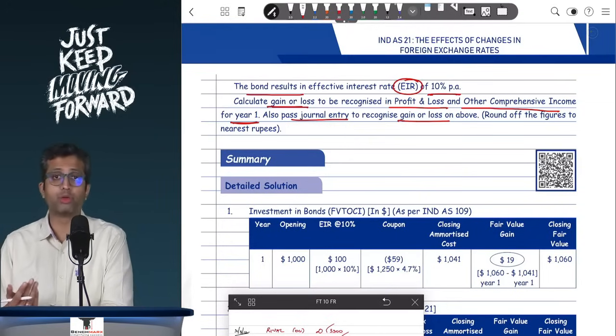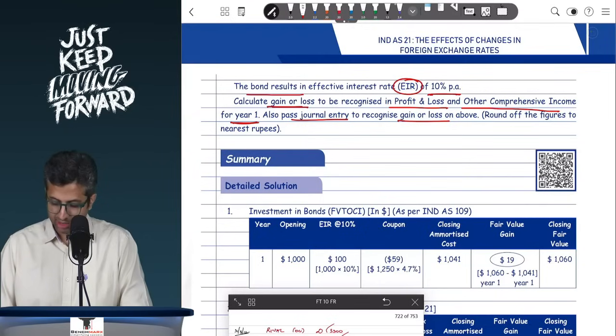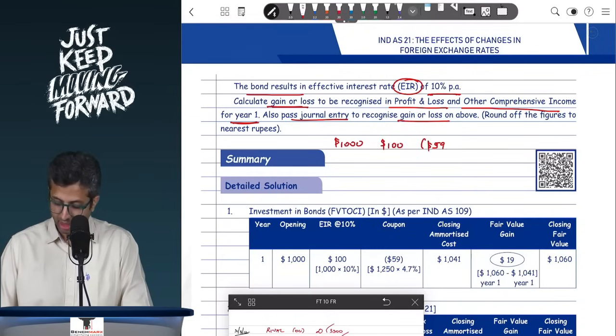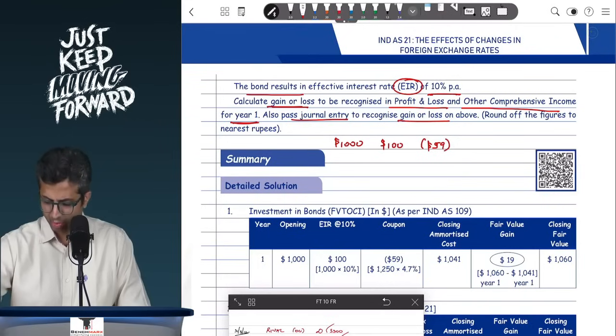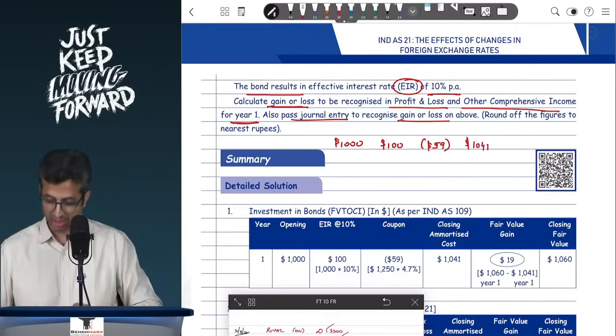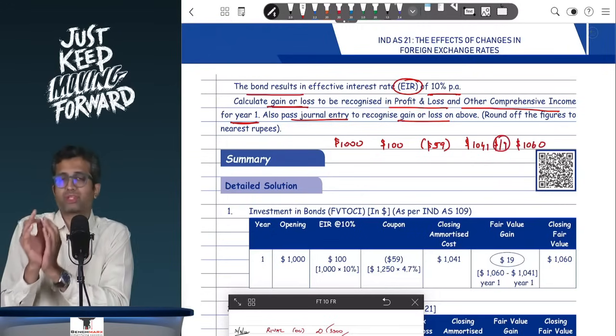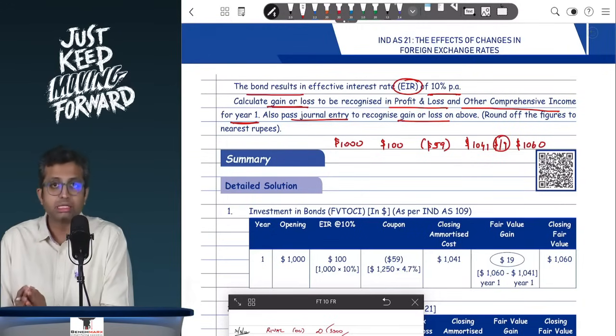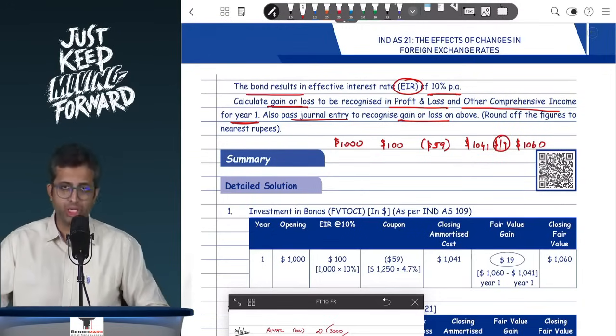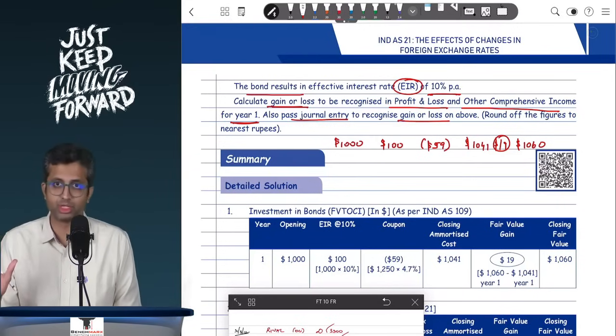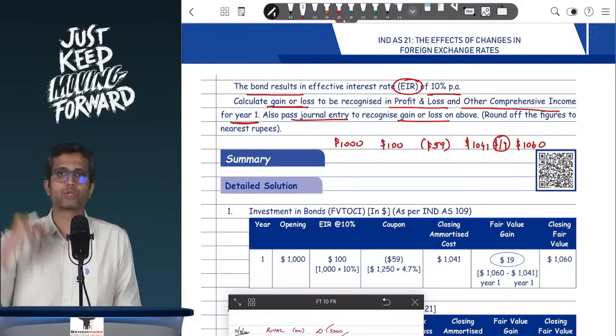Now over here, you have purchased the bond in dollars, and hence your opening balance will be $1,000. Effective rate at the rate of 10% will be an interest of $100. Coupon that I'm receiving is $59, and hence the closing balance will possibly be around 1041. However, this bond is to be recorded at FVOCI, and hence the closing fair value will be 1060, and hence there will be a fair value gain of around $19. This $19 will have to be converted into rupees like everything else. But this $19 is a fair value gain, and hence it will go to the OCI, fair value reserve. It's not a foreign exchange gain. It's a fair value gain from 1041 to 1060.